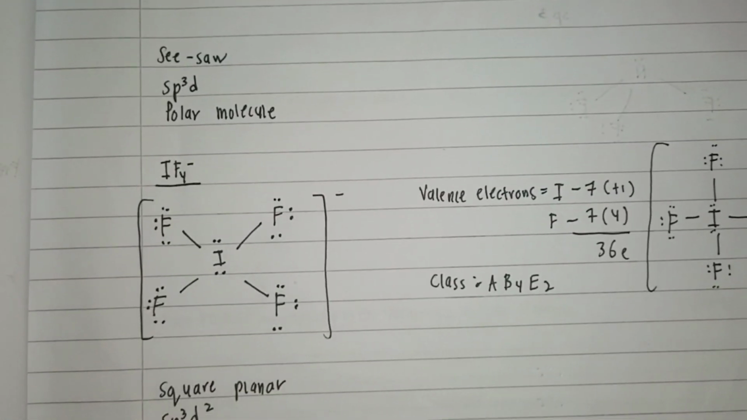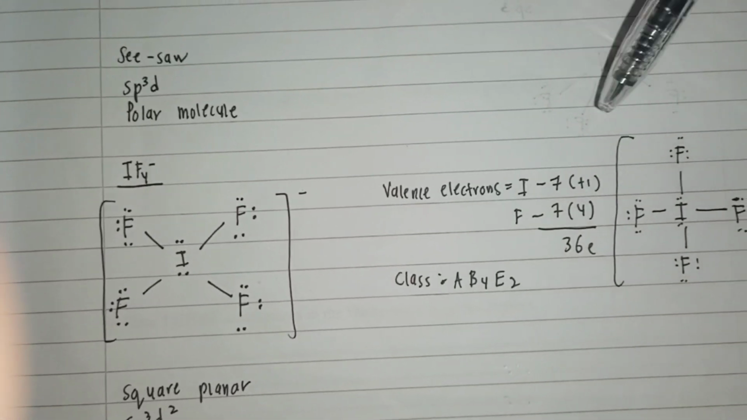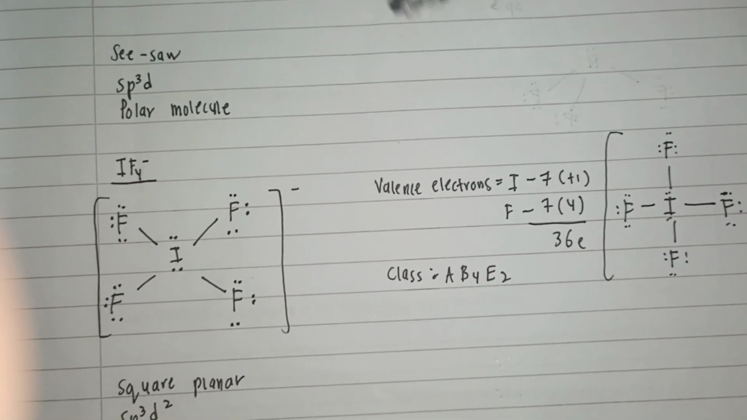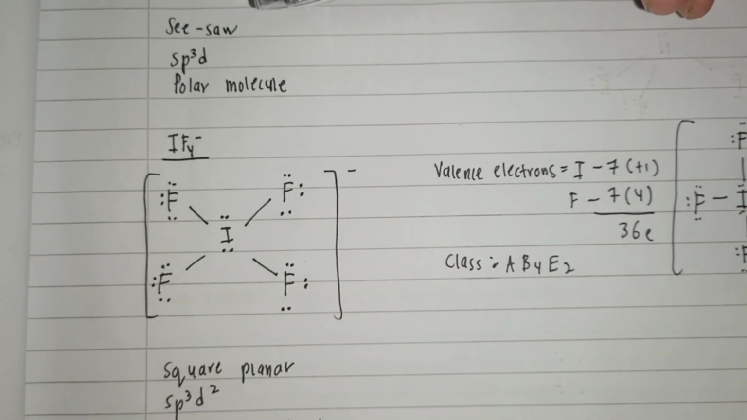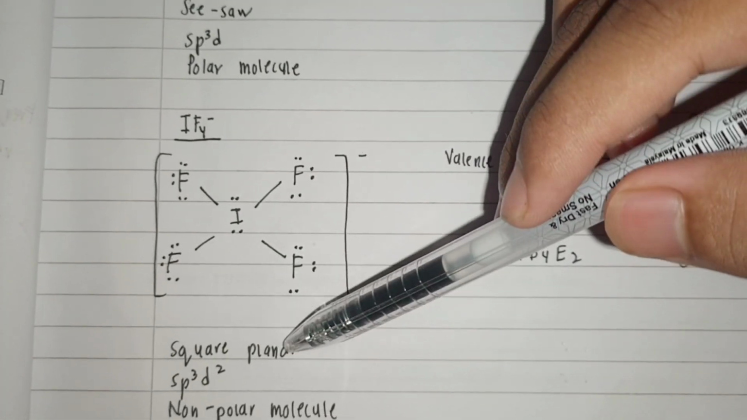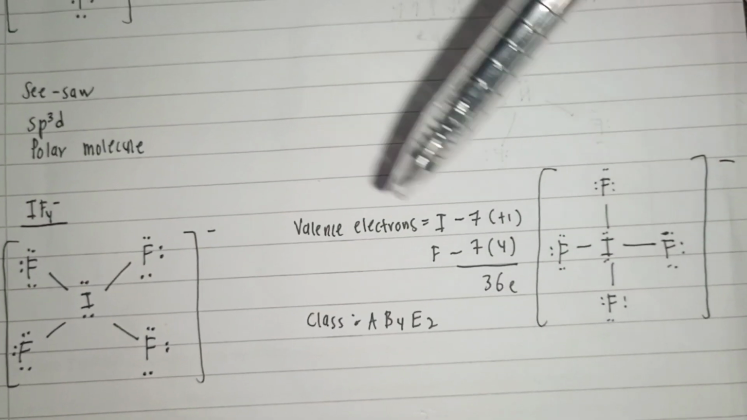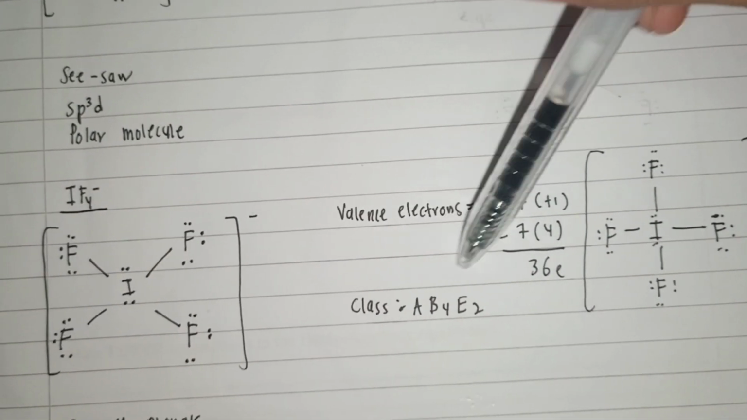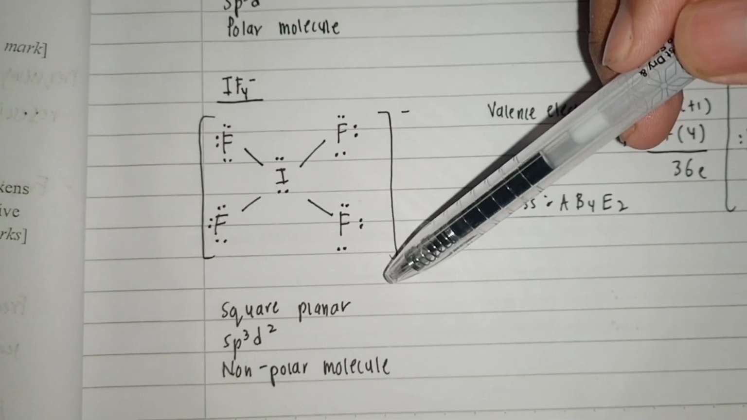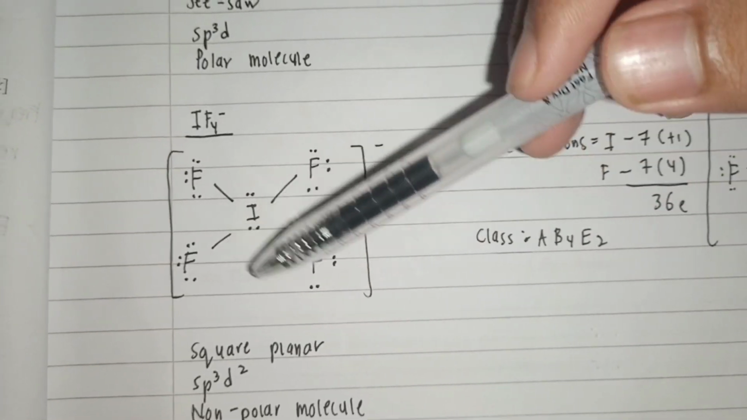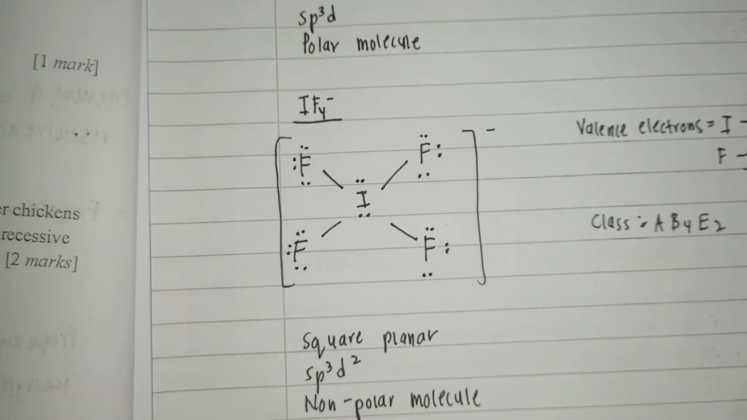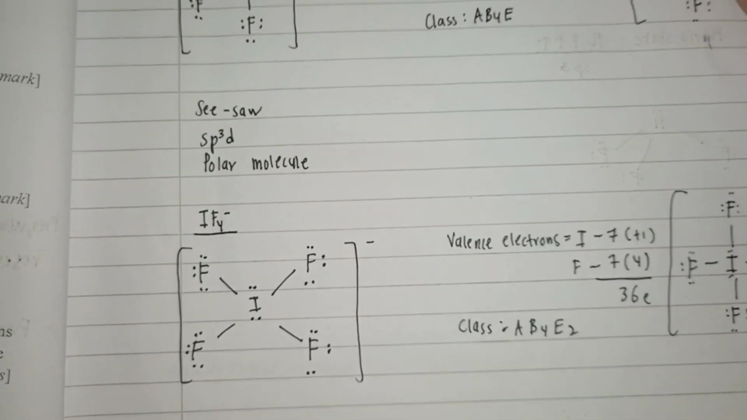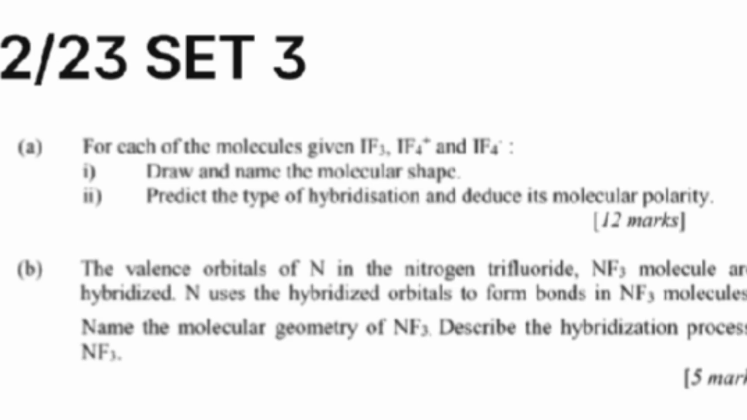So the conclusion for this question is, first, we need to draw the Lewis structure, because it makes it easier to understand and draw its molecular geometry, so that we do not make a mistake drawing another shape. First, calculate the valence electrons, draw the molecular geometry, draw the molecular shape, determine the name of the shape, predict the type of hybridization, and lastly state whether it's a polar or non-polar molecule. So I think that's all for question 3a. We move on to question 3b.